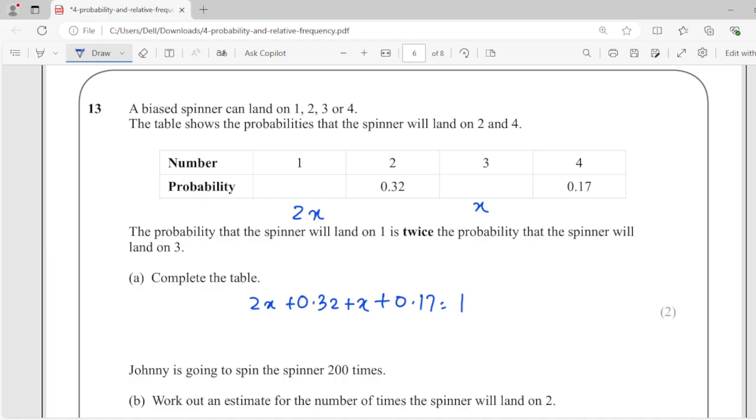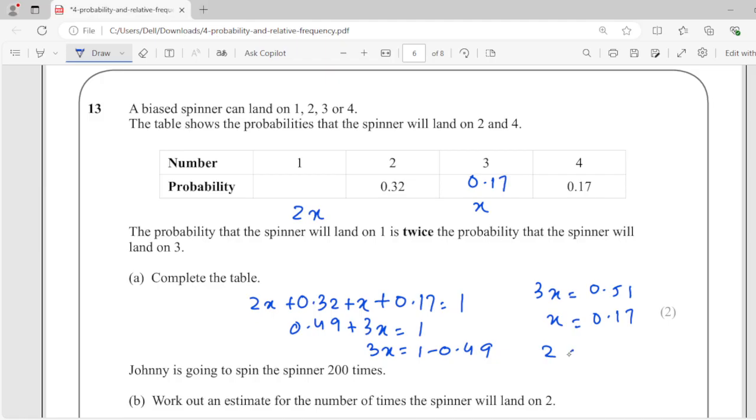0.32 added to 0.17 is 0.49. 2x plus x is 3x. 0.51 divided by 3 is 0.17. So this is 0.17, and twice of x, which means twice of 0.17, is 0.34.